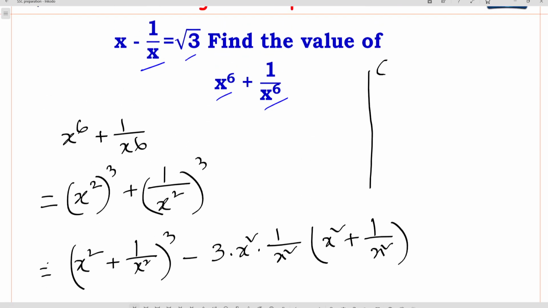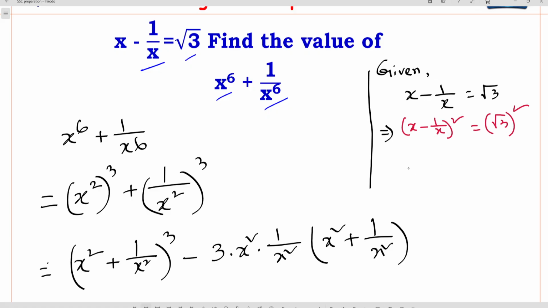It means given here is x minus 1 by x equals root 3. So if we square both sides, we will get x minus 1 by x whole square, and here is root 3 square. And then here we can write x square minus 2 times x times 1 by x plus 1 by x square equals root 3 square, means 3. And this x and x cancel out.